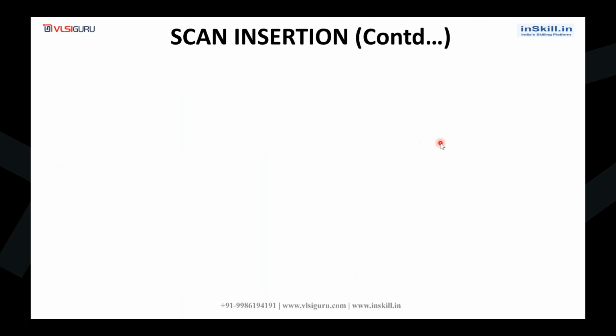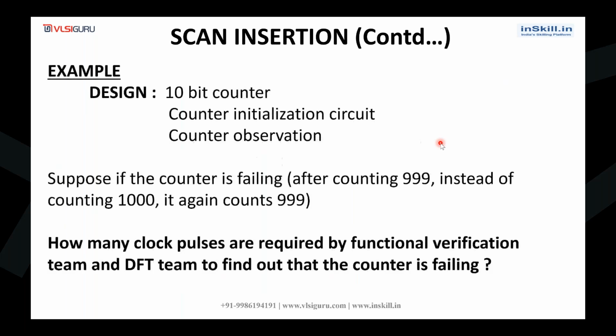Say for example in my design, I'm having a 10-bit counter, along with a counter initialization and a counter observation circuit. Now suppose the counter is failing. That is, after counting 999, instead of counting 1000, it is again counting 999. So how many clock pulses will be required by the functional verification team and DFT team to find out that the counter is failing?